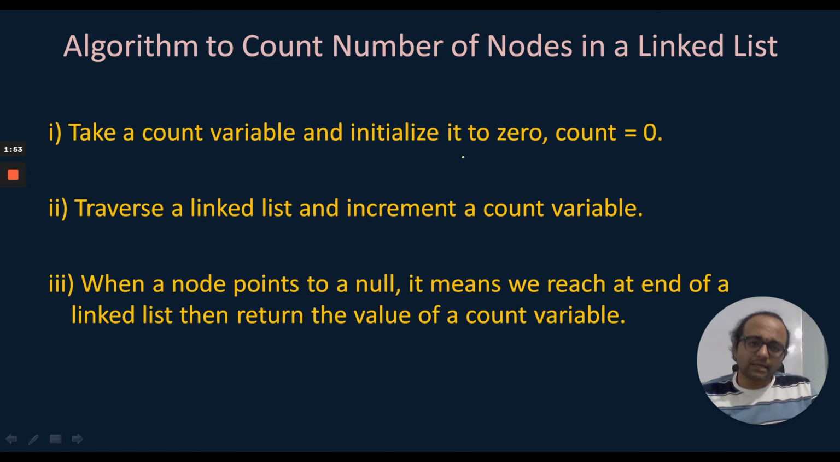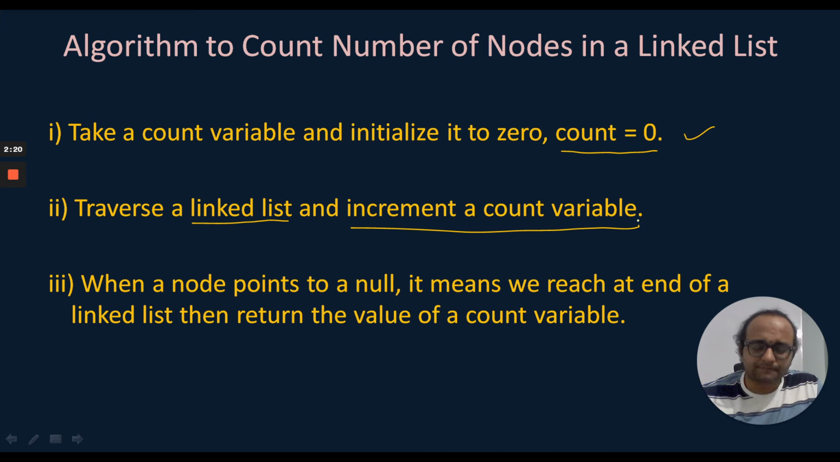Now, how do we count the number of nodes in the linked list? There are three steps to perform this task. First, we consider a count variable whose value is initially 0, because we are maintaining the count with the help of this variable. Then traverse the entire linked list, and whenever you find a node, you increment the count variable. This traversal will continue until it reaches null, because the last node will point to null, right?